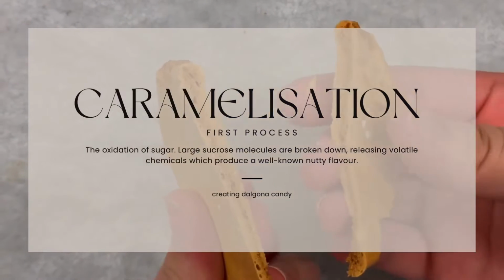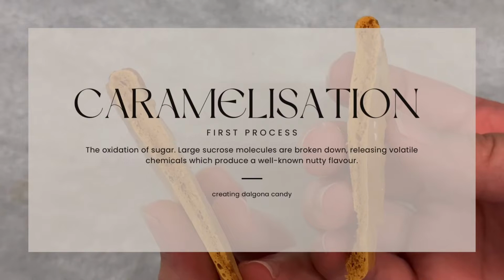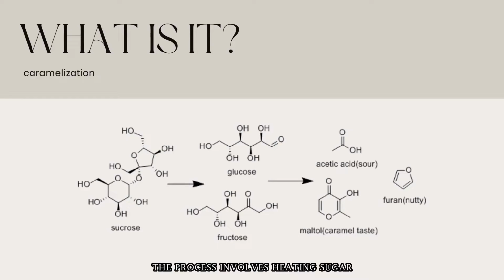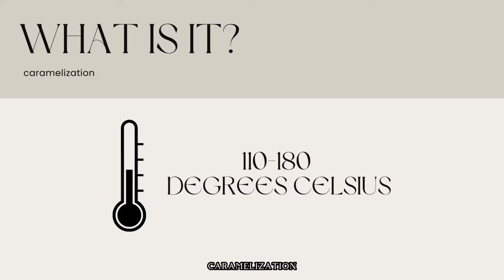First is caramelization, which is the oxidation of sugar. The process involves heating sugar so that sucrose molecules are broken down into glucose and fructose, and removing water as steam. Volatile chemicals are released, thus producing the characteristic brown color and nutty caramel flavor. Caramelization temperatures range from 110 to 180, and despite popular belief, it is a quite complicated process.